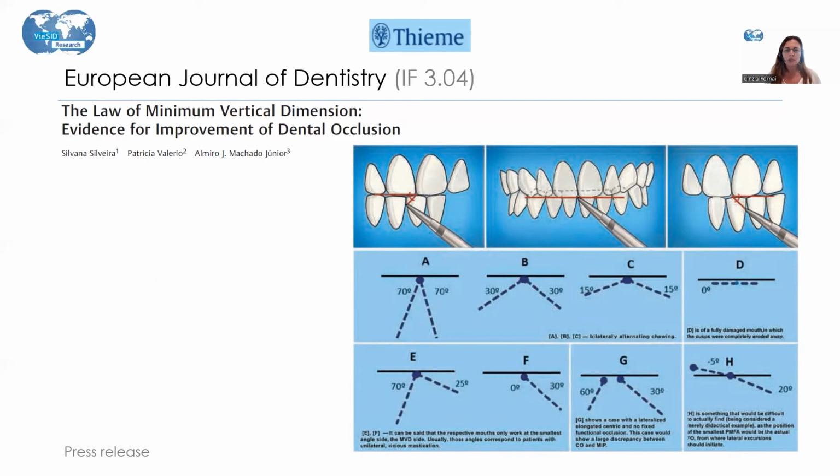In this paper, Silveira and colleagues explored the literature to find evidence supporting the Planas minimum vertical dimension law and highlighted the functional and clinical consequences of an unbalanced occlusion, including lateral deviation of the mandible, unilateral crossbite, and premature contacts, all potentially leading to TMJ dysfunction.